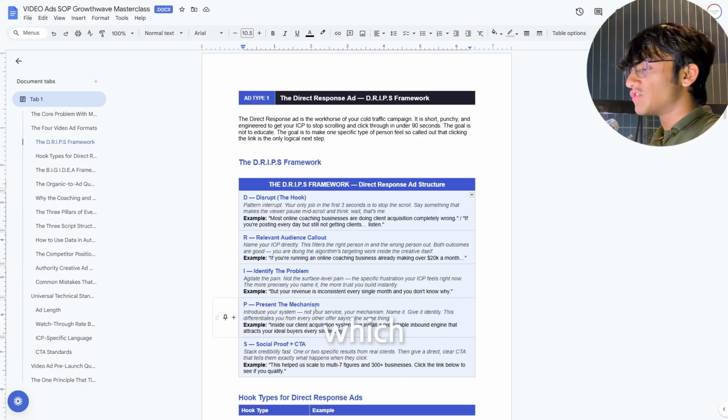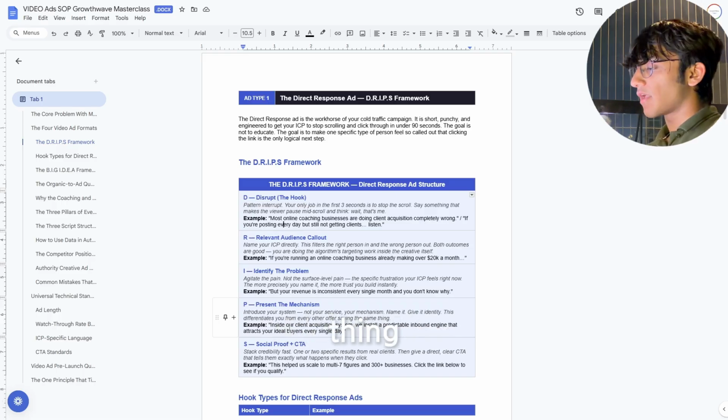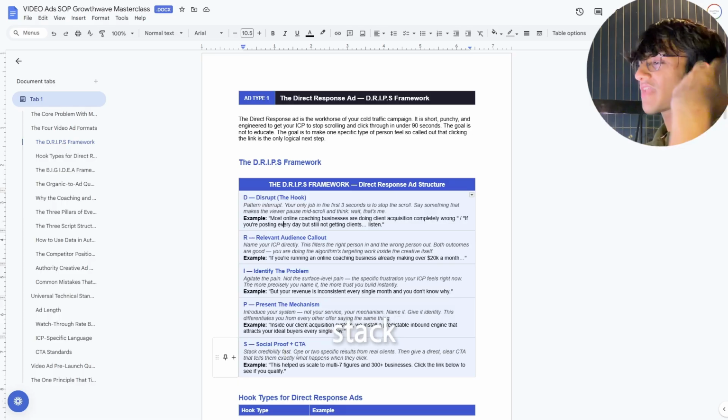Then we get on to P, which is present the mechanism. Introduce your system, not your service, your mechanism. Name it, give it an identity. This differentiates you from every other offer saying the same thing. Inside our client acquisition system, we install a predictable inbound engine that attracts your ideal buyers every single day, right? And then we get on to social proof, which is very easy. Just stack up a lot of social proof and then follow it up with the CTA.